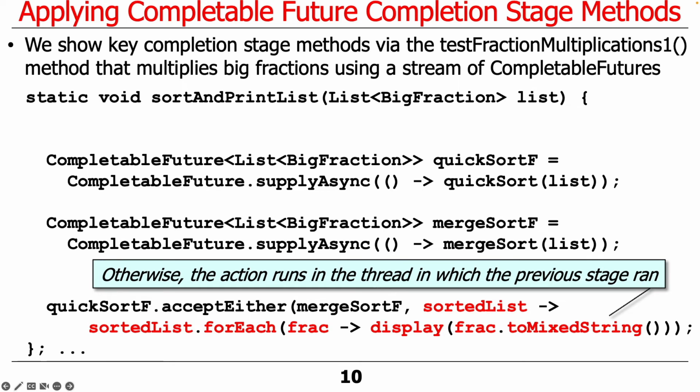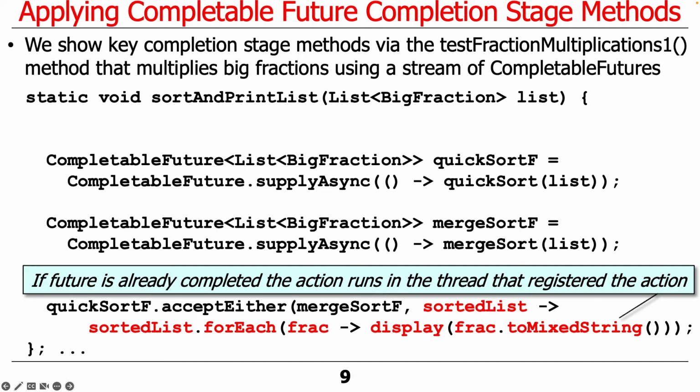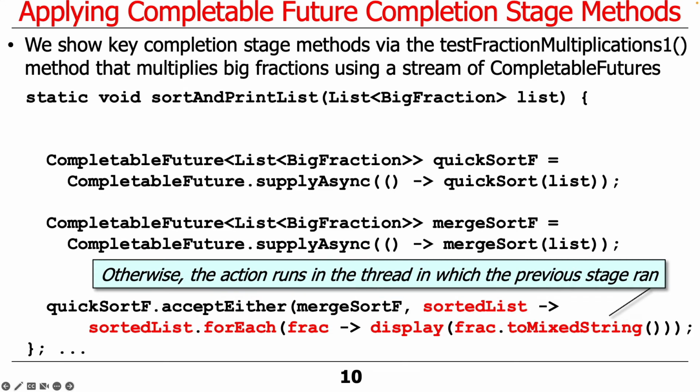So again, just to reiterate, if either future is already completed by the time acceptEither is called, then this action is run in the thread that registered the action, in other words, the calling thread. If they're not done, then that computation runs in the thread of whichever completable future finished first.